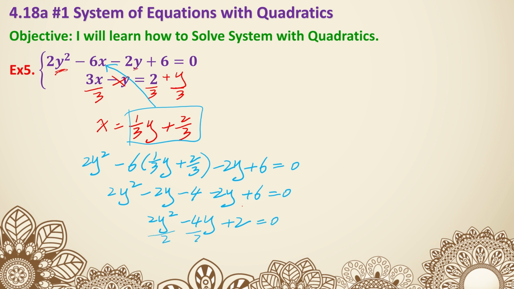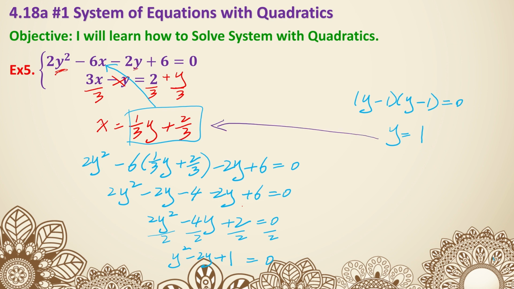In that case, I can divide everything by 2: y² minus 2y plus 1 equals 0. That's a very easy equation to factor. That's going to get us (y minus 1) times (y minus 1) equals 0. So y equals 1. Lastly, let's plug it back to find x. x equals 1/3 times 1 plus 2/3, which is 1 as well. So the final answer is 1, 1.